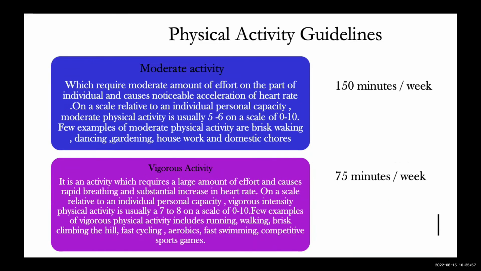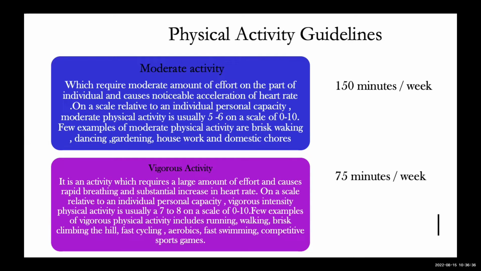Now again, as we move further in our talk, we always talk about moderate activity and vigorous activity. Now, on a quantitative scale, a moderate activity is defined as achievement of 5 to 7 METs, and a vigorous activity is 7 to 9 METs. Now, remember the definition also has a qualitative domain. So we need to understand because it differs from person to person. A moderate activity is defined as an activity which requires effort on the part of the person where it causes acceleration of heart rate, and on a scale of subjective personal capacity, it's a 5 to 6 on a scale of 10.